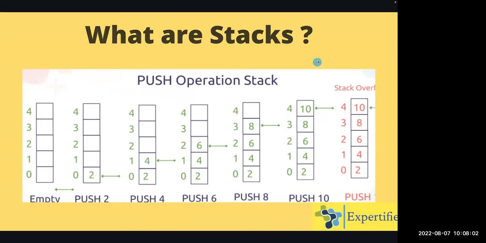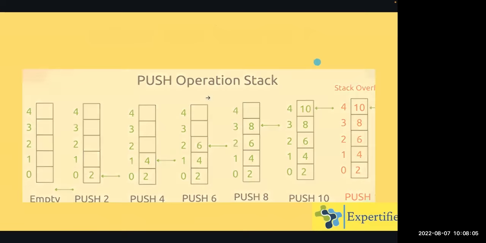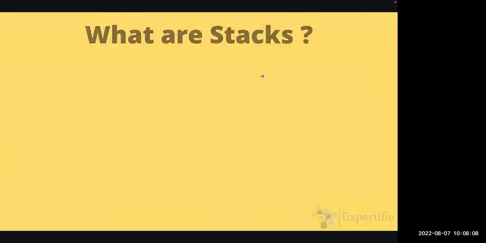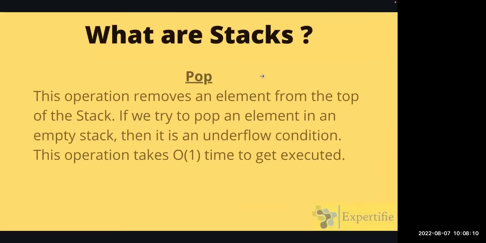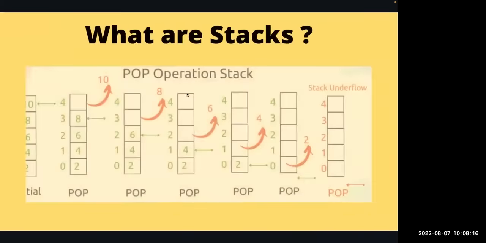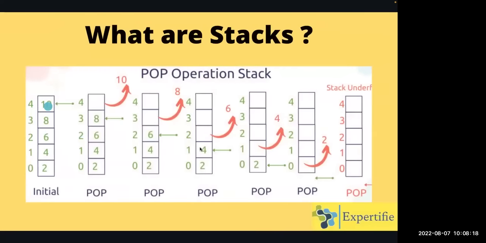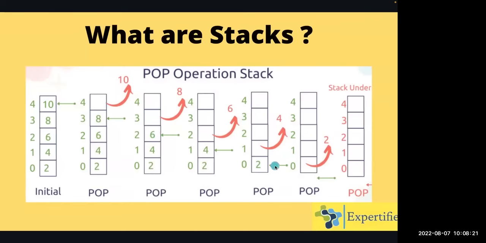Let's move to pop. Pop removes an element from the top of the stack, and this is also an order of one operation. Let's see it diagrammatically. In the same stack, if I pop, 10 will pop first, then 8, then 6, then 4, and then 2 gets popped. If a stack is empty, you can't pop anymore. That's stack underflow. So these are the basic stack operations. Push and pop are both done in order of one time. That's a quick reminder on push and pop.